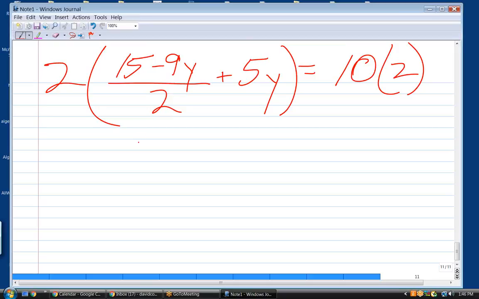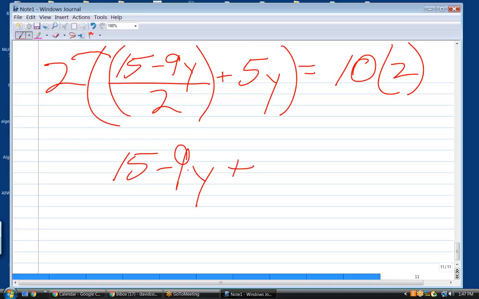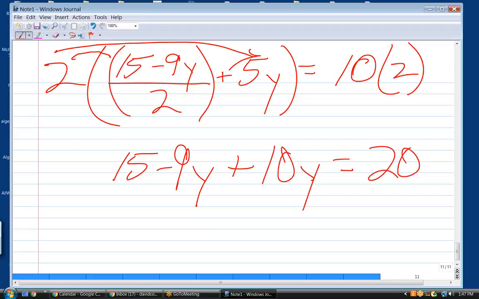30 minus... Hold on. The reason I multiplied by 2 is because that was going to be able to cancel with that. Well, let's not make it 30. Let's do the cancellation. So when I multiply this by this term, what do I get? 15 minus 9y. Easiest way to do it. When I multiply this by that term, what do I get? 10y. Plus 10y equals 20. Now no more parentheses, no more denominator. Very easy problem now.